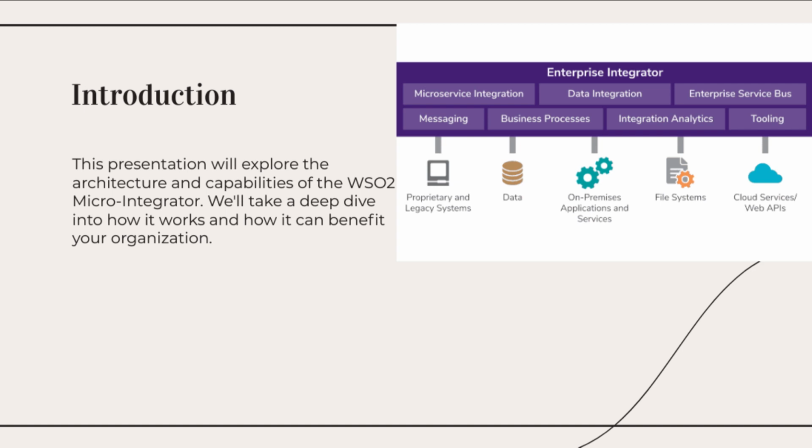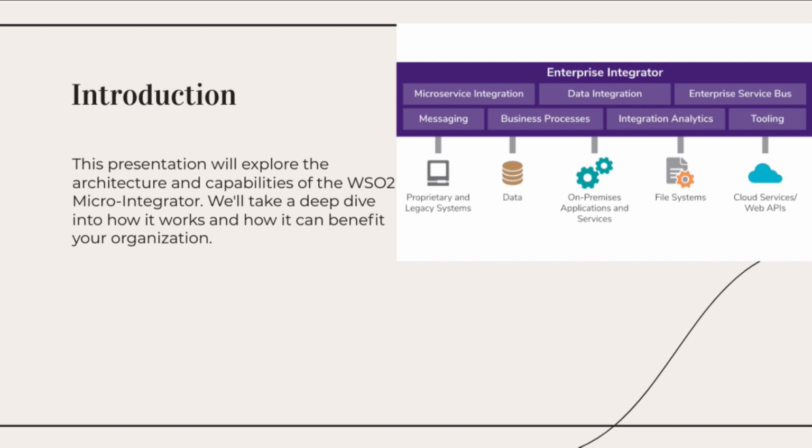2. Message routing and transformation. Microintegrator provides capabilities for message routing and transformation. It supports various protocols and message formats, including HTTP, HTTPS, JMS, AMQP, MQTT, SOAP, JSON, and XML. It allows you to define routing rules and transformations to direct messages to the appropriate services, perform data format conversions, and enrich messages with additional data.